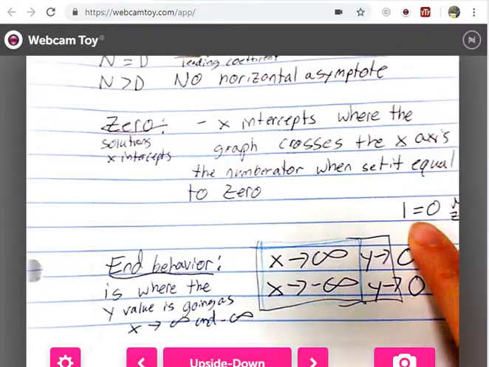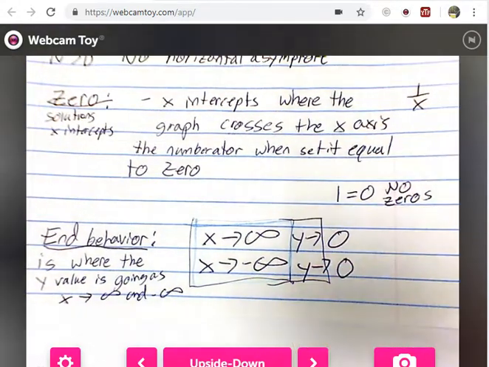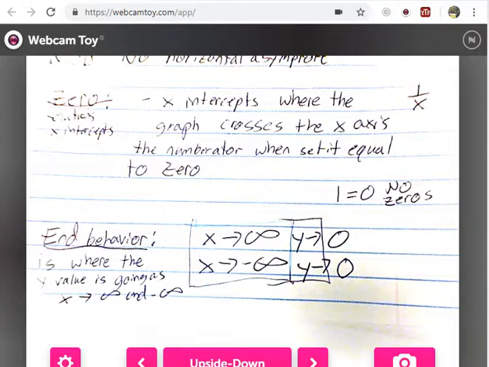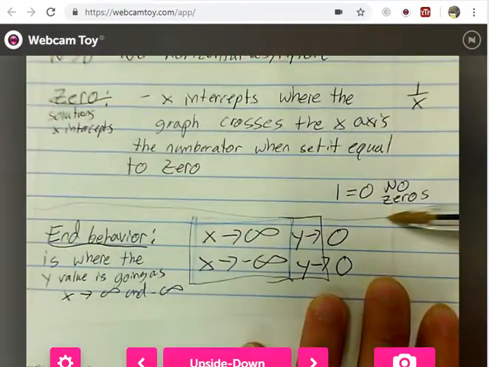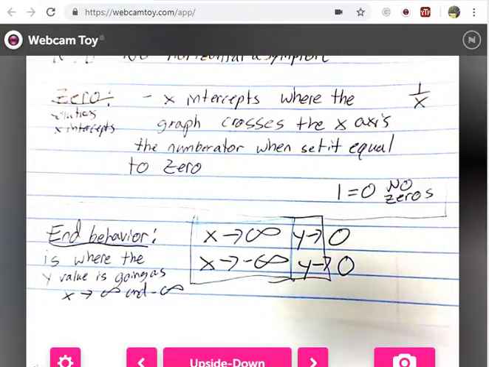1 equals 0. No zeros. This is for the zeros, so it doesn't have any solutions for this one. No x values, no zeros.